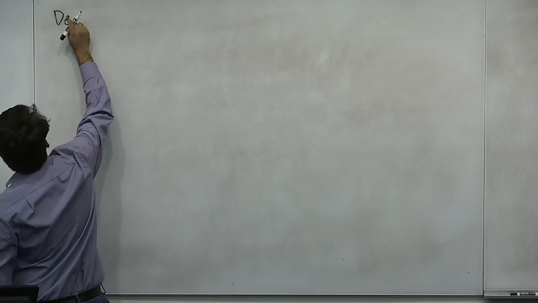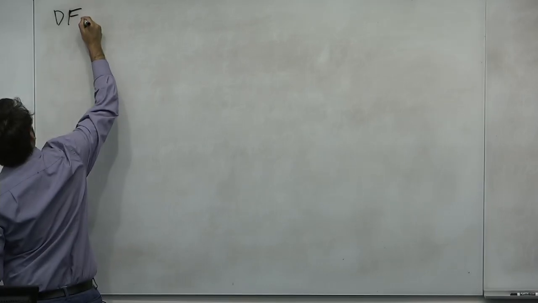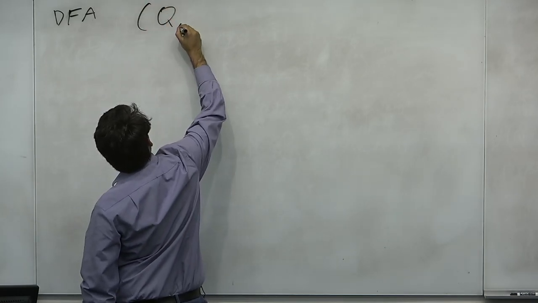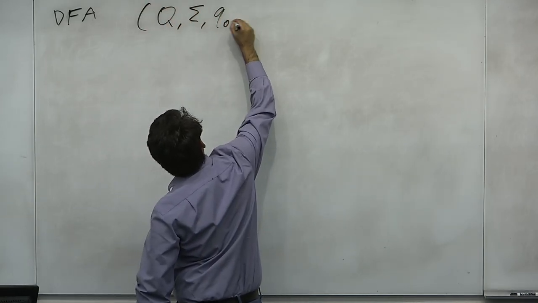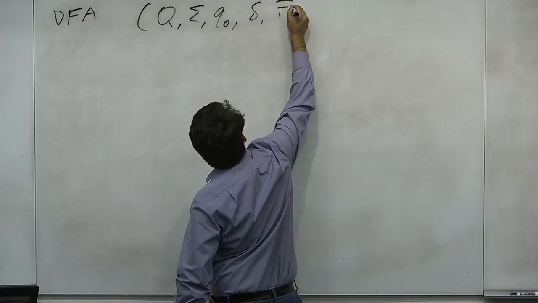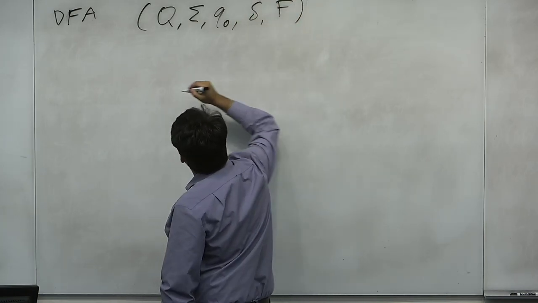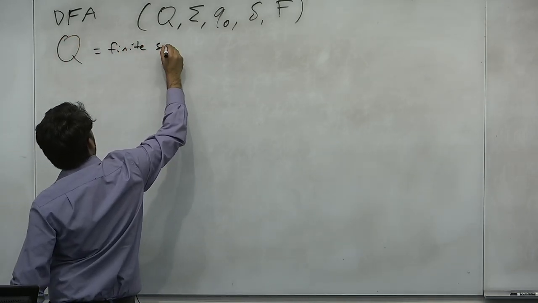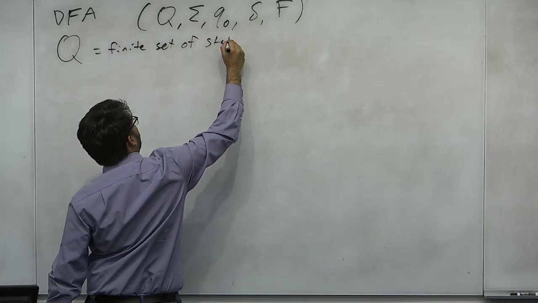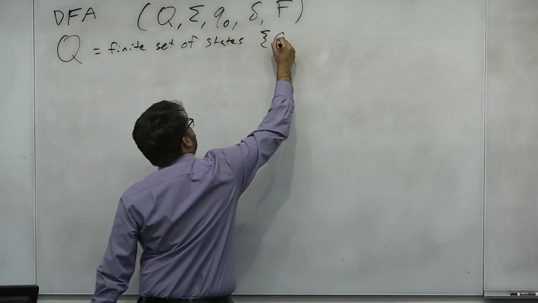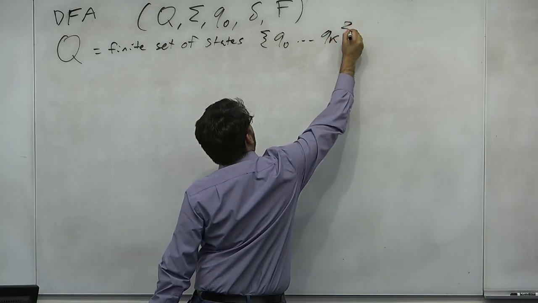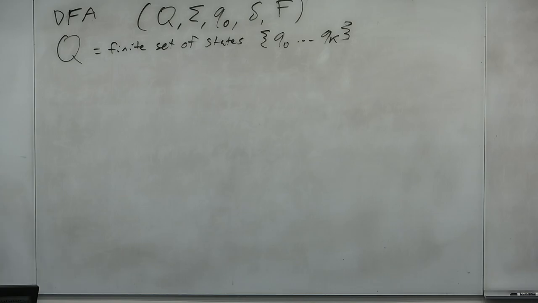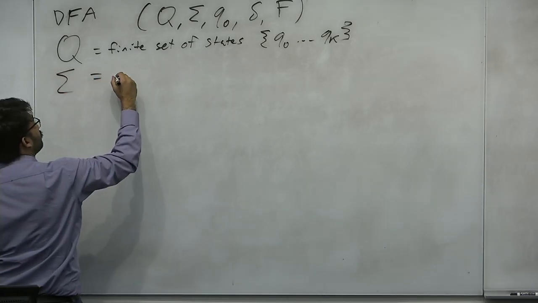I'm just going to say DFA. A DFA is defined as a tuple. We have Q, we have sigma, we have Q0, we have delta, and we have F. And we'll talk about extensively what these things are. Q is a finite set of states. Perhaps it's Q0 to QK. This is the common notation we'll use: Q subscript the index of that specific state. Sigma is a finite set of symbols.